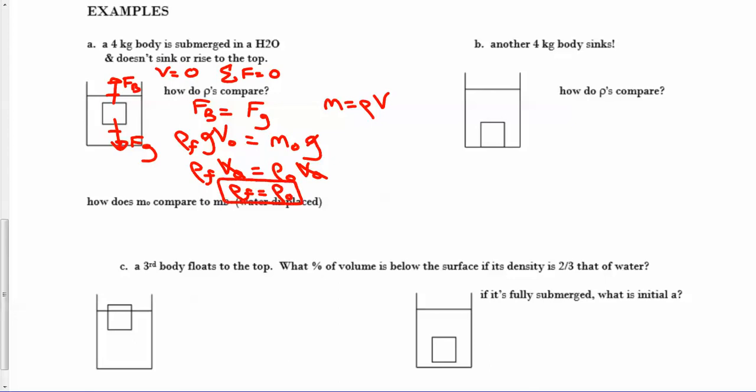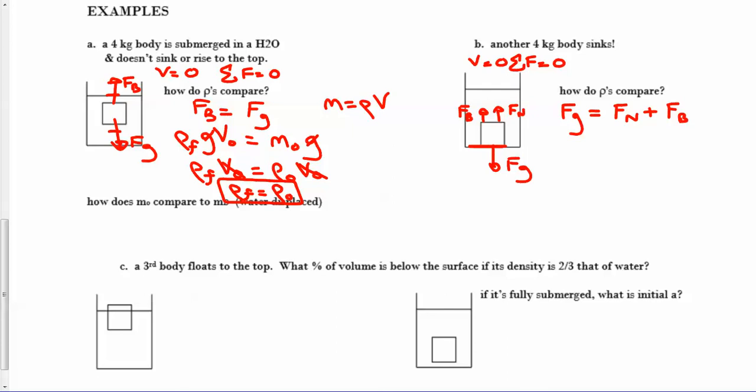That's what it's asking. What about the 4 kilogram body that sinks? Well, once again, the v is 0, so the sum of the forces must also equal 0. We have a downward force of gravity, and we have 2 upward forces. There's a buoyant force, F sub b, but it's also touching the surface, so there's got to be an upward normal force as well. And I don't know how these two compare to each other, but I know they go in the same direction. And I also know that the forces down must equal the forces up.